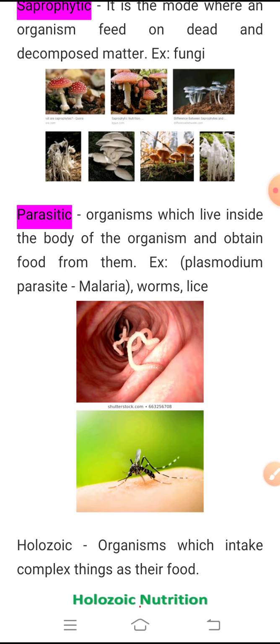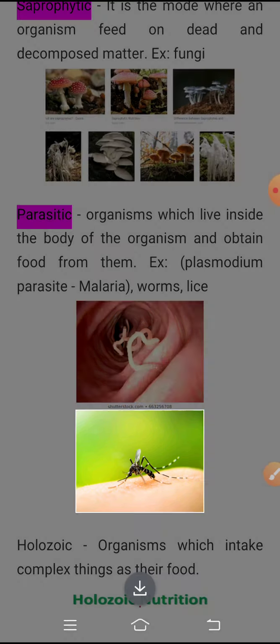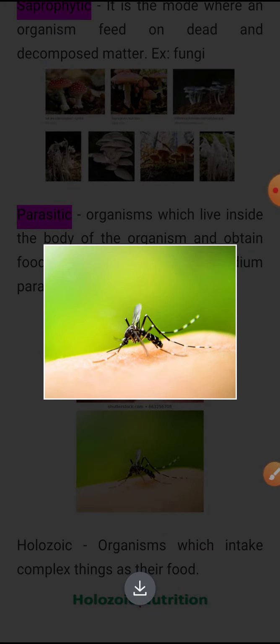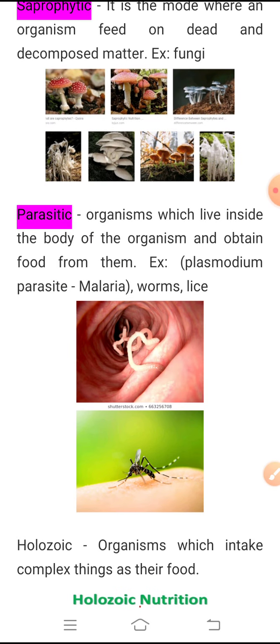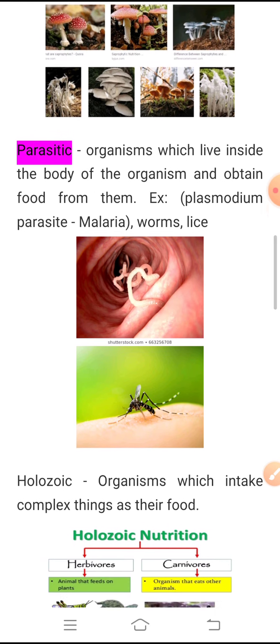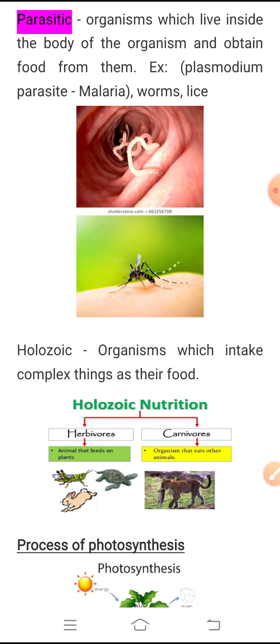So I have also given an example of the Plasmodium parasite. Here the Plasmodium parasite is a malarial parasite that can enter when an insect bites. When an insect bites, this parasite enters our blood and gets food from our blood. And the lice which are present in our head are also depending on us for their survival. So this is all about the parasitic mode of nutrition or parasites.